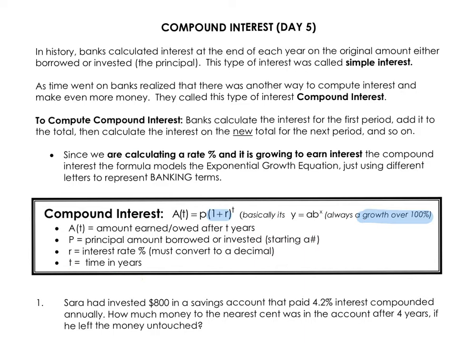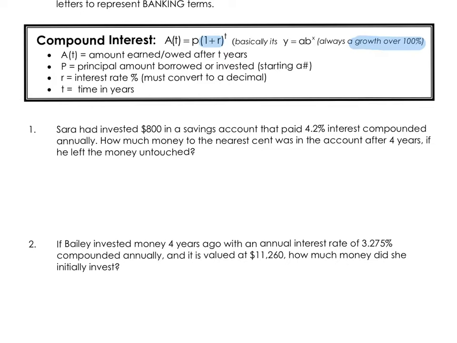So let's look at some examples. Sarah invested $800 in a savings account that paid 4.2% interest compounded annually. How much money, to the nearest cent, was in the account after 4 years if she left the money untouched? So let's see, we're starting off with the 800. That's the principal amount. We're trying to find the amount of money that's in the account after 4 years.